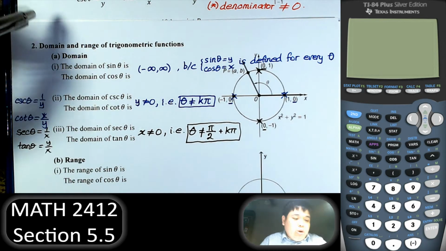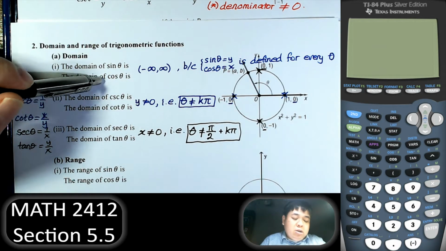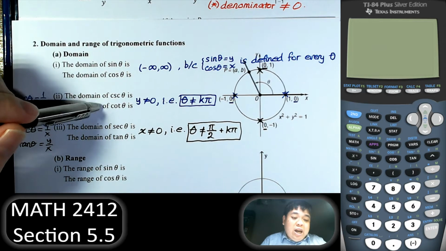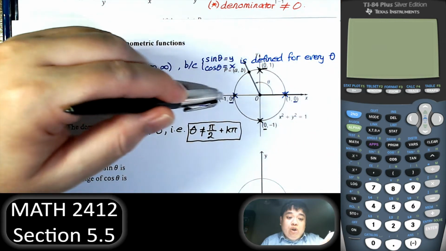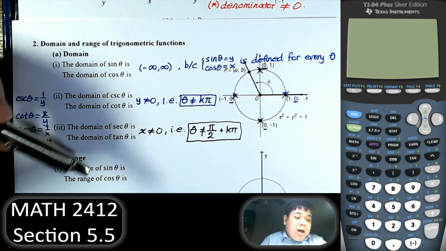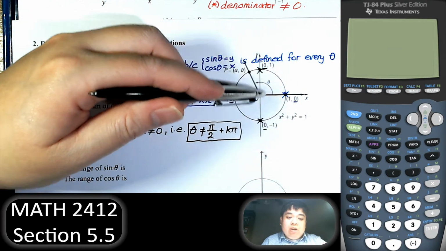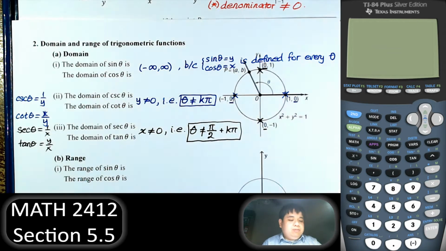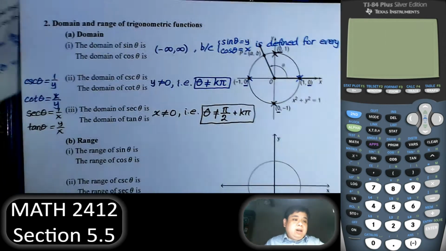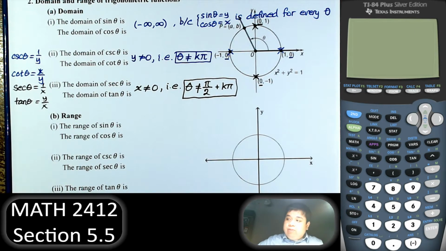Right. So the domain of sine and cosine is all real numbers. Domain of cosecant and cotangent, everything except for multiples of pi. Domain of secant and tangent, everything except for pi over 2 plus k pi, except those points. Right. Now, that is the unit circle.